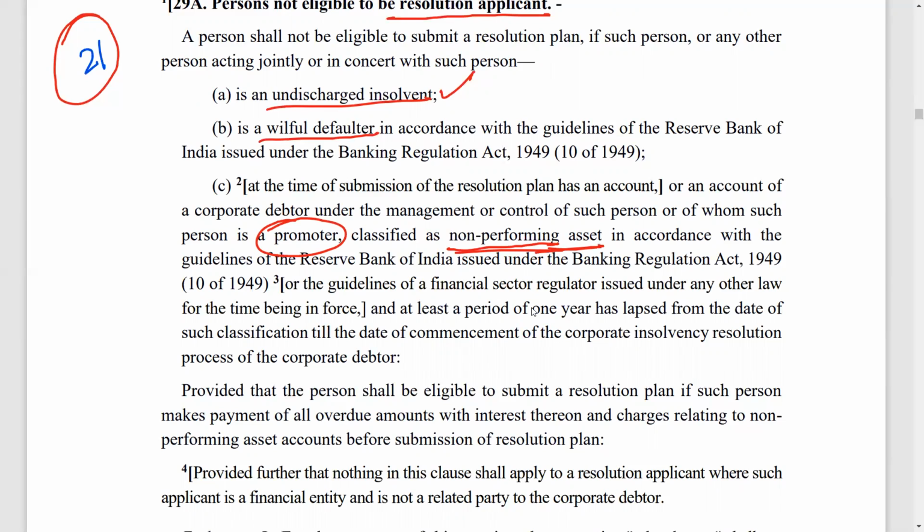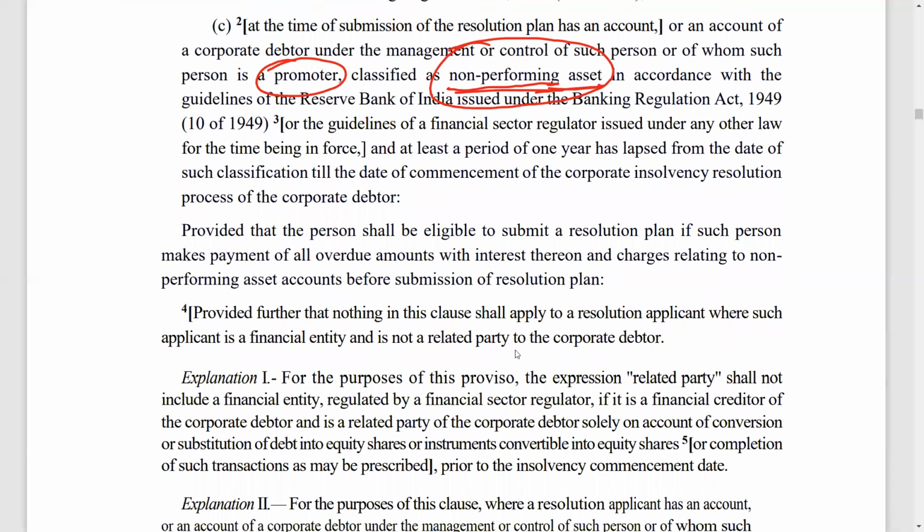So it's as good as you are a promoter of a company which has been classified as a non-performing asset by the bank. Now you cannot come to rescue another company which is undergoing a CIRP process. First clear all your dues, only then you will be eligible. That's what is given here: provided that such a person will be eligible to submit the resolution plan if such person makes all the overdue payments along with the interest relating to the non-performing asset before submission of the resolution plan.